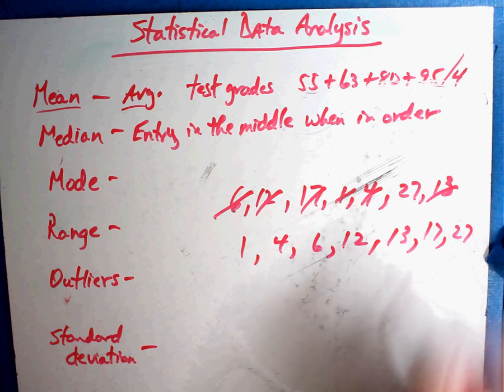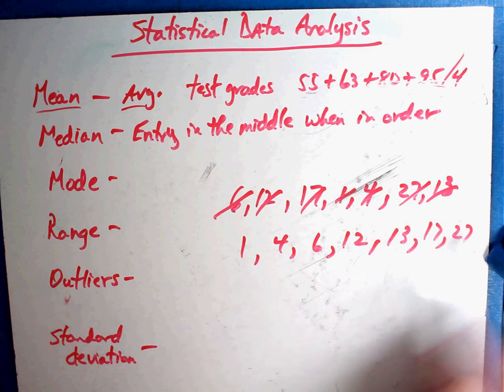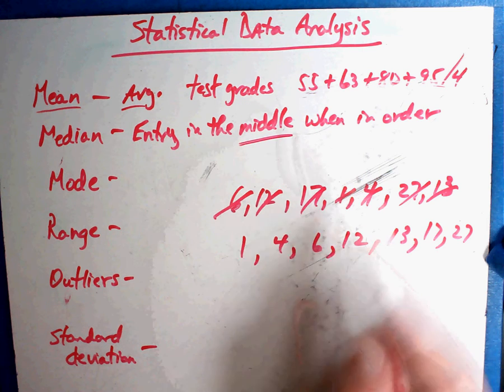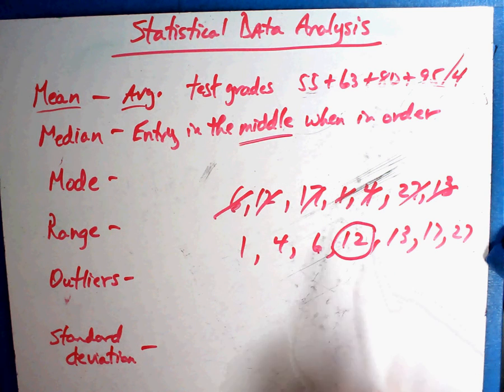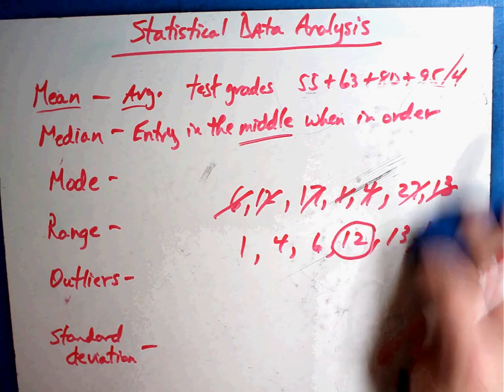Notice how I marked them out as I went. Make sure I got 1, 2, 3, 4, 5, 6, 7. Median is literally the one in the middle. 1, 2, 3, 4. That's the middle one. The median would be 12. So it's really, put them in order. You have to put them in numerical order.